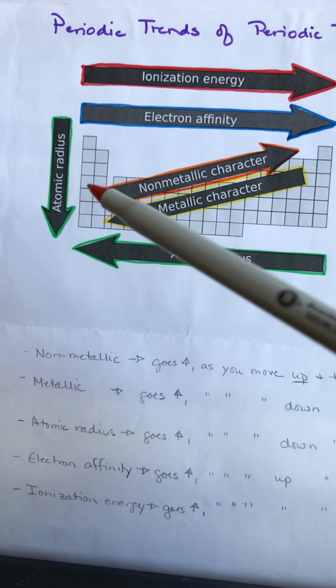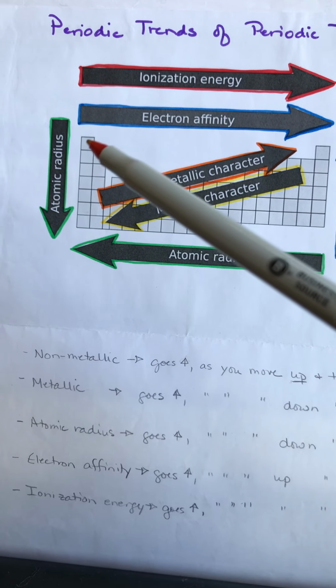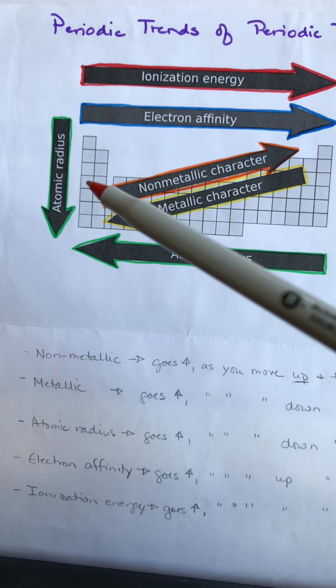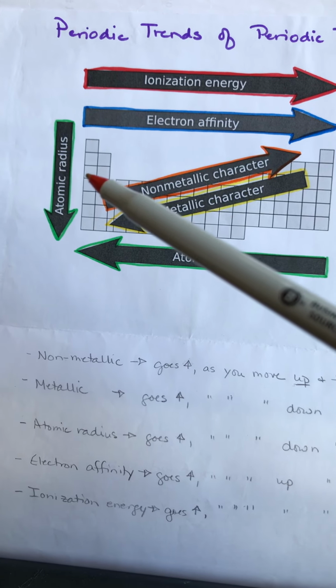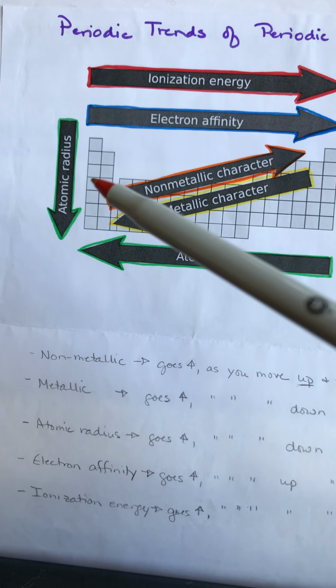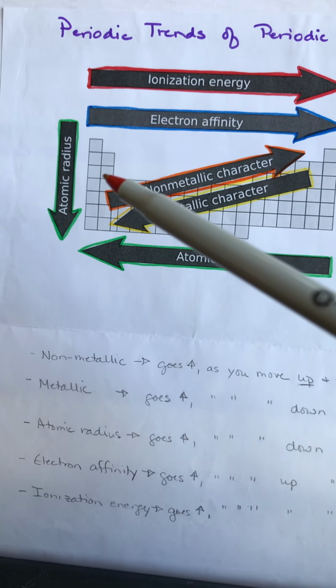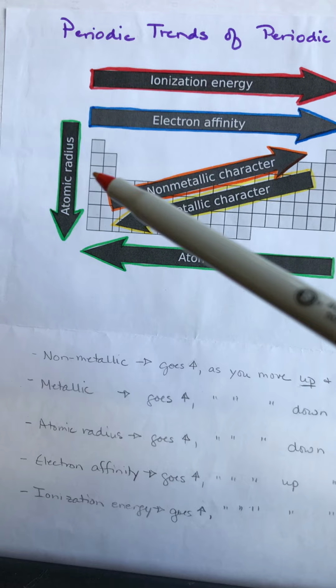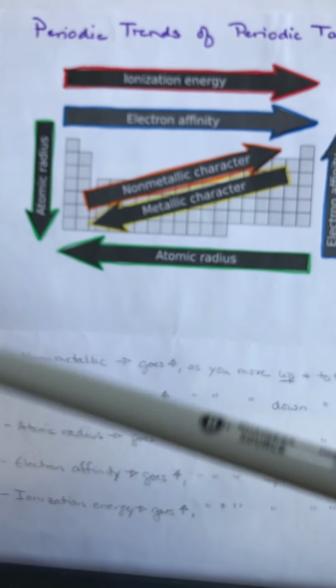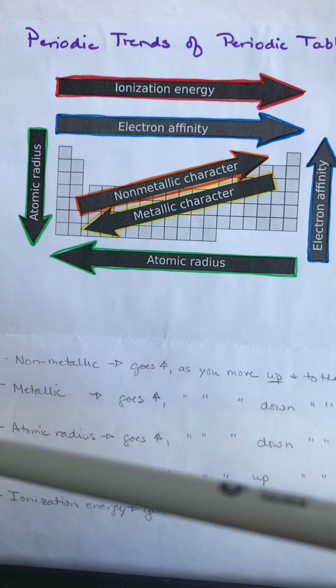So if we were looking at this element here and this element here, this element is going to be more metallic because it is more down. If we were looking at this element here and this element here, this one would be more metallic because it is more to the left. That's how you read these, okay?